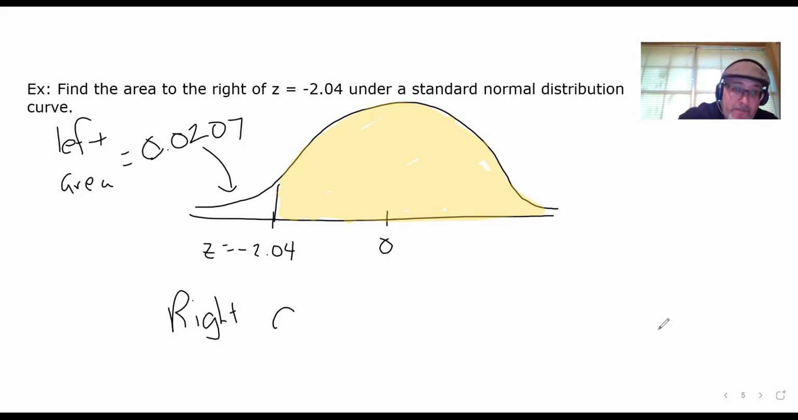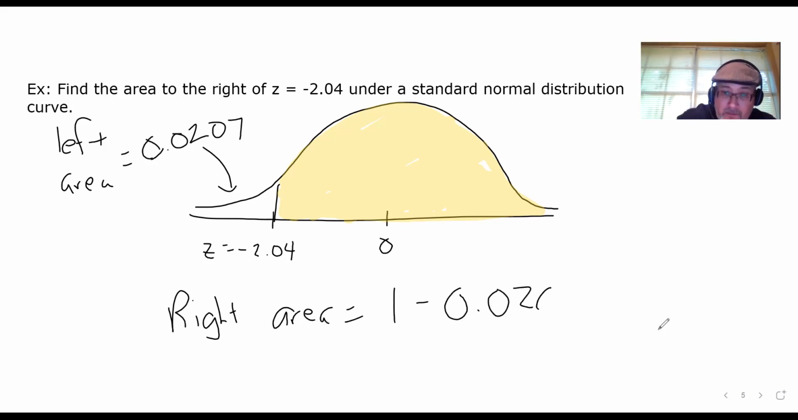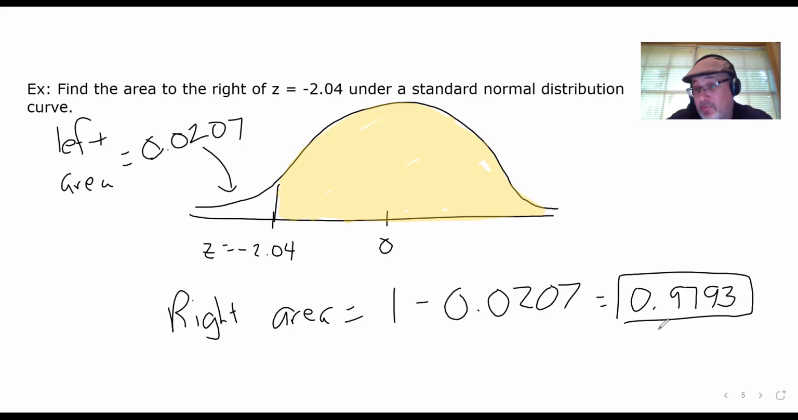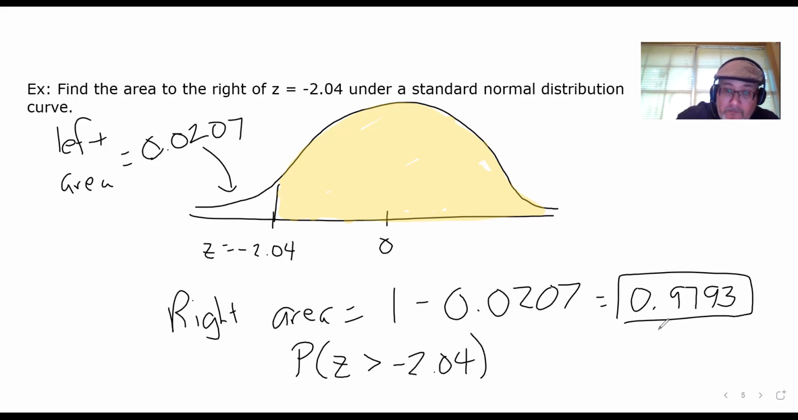The right area is equal to 1 minus that. And if you do that subtraction, you'll get 0.9793. So it was more than 50%. In fact, it's pretty close to 100%. I also want to remind you that you could interpret this as a probability by saying the probability that z is greater than negative 2.04 is 0.9793. Very unlikely. In fact, it would be unusual if this wouldn't happen. All right, so for right area, it's 1 minus the left area.